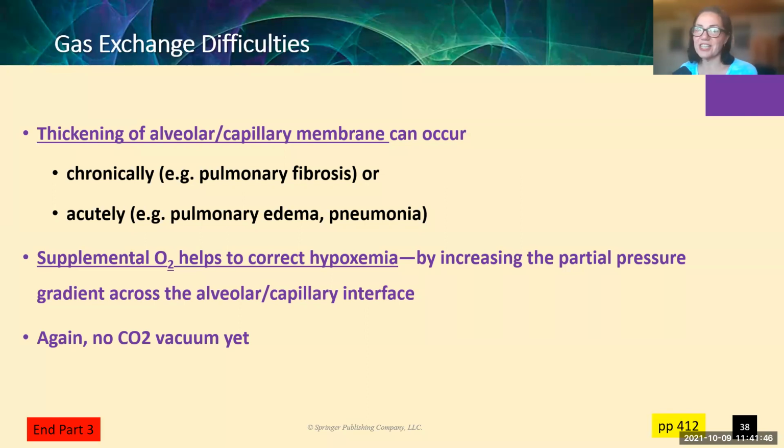Okay, so gas exchange difficulties: what can get in the way of that is thickening of the membrane that the gases have to diffuse through. This can occur chronically, for example, in pulmonary fibrosis, or it can happen acutely with pulmonary edema or an infection of pneumonia. And once again, the treatment is to supplement the oxygen to correct the hypoxemia. But again, we don't have carbon dioxide vacuums yet.